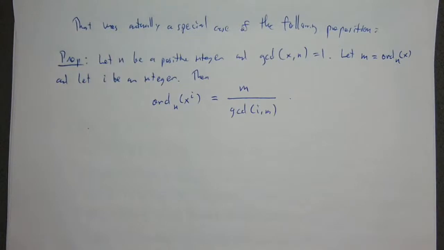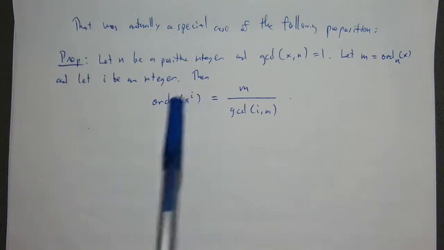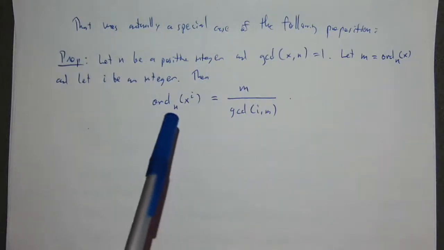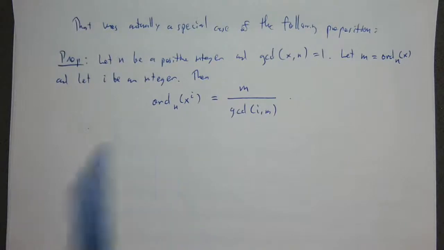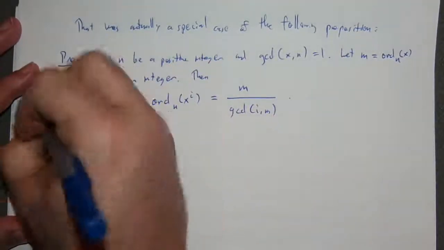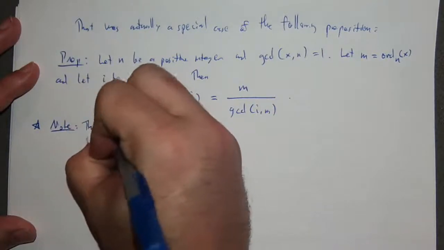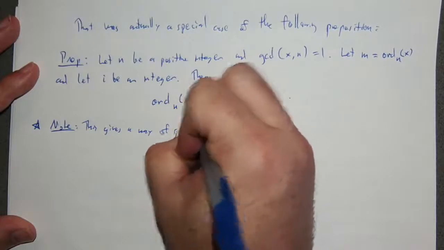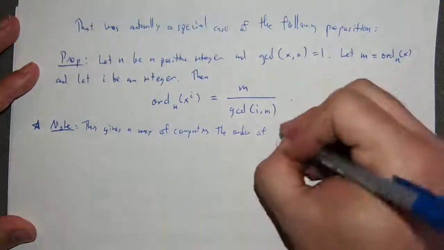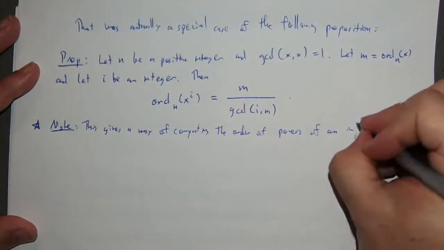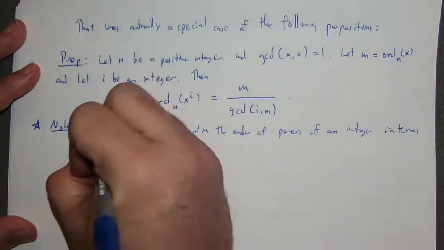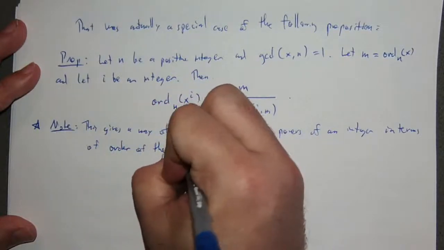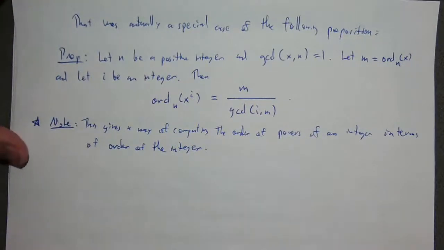So you can stop and think for a second how this relates to the previous proposition and why that previous proposition is a special case of this. So what is this saying? This gives you a nice way of computing. If you start out with knowing the order of some element mod n, this gives you a way of computing the order of powers of that element mod n. All right, so maybe I'll restate that. Note, here's the important bit. This gives a way of computing the order of powers of an integer in terms of the order of the integer. And all of that, of course, is mod n, but this is a quick way of saying it.